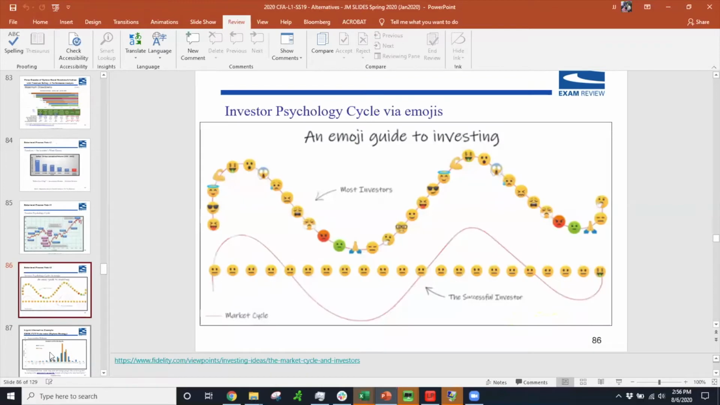So if you can bring this to your own portfolio, you don't want to be like most investors. This is for you young kids. I did this emoji graph. You want to be stone cold and steady, smoother and higher.